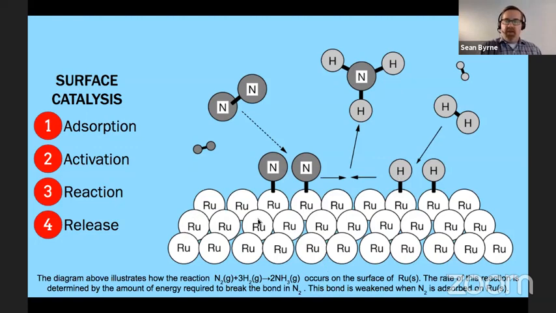So this is really happening only on the surface area of this. That's why it's called surface catalysis or a surface catalyst, where the gas or even a solution is coming in and interacting with the surface. Then we have a reaction between two things, and then they get released. The surface has not been altered at all.